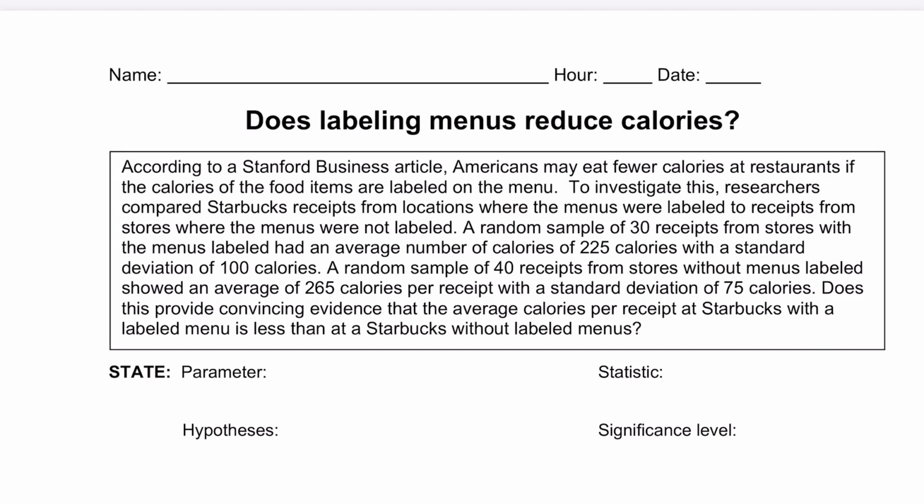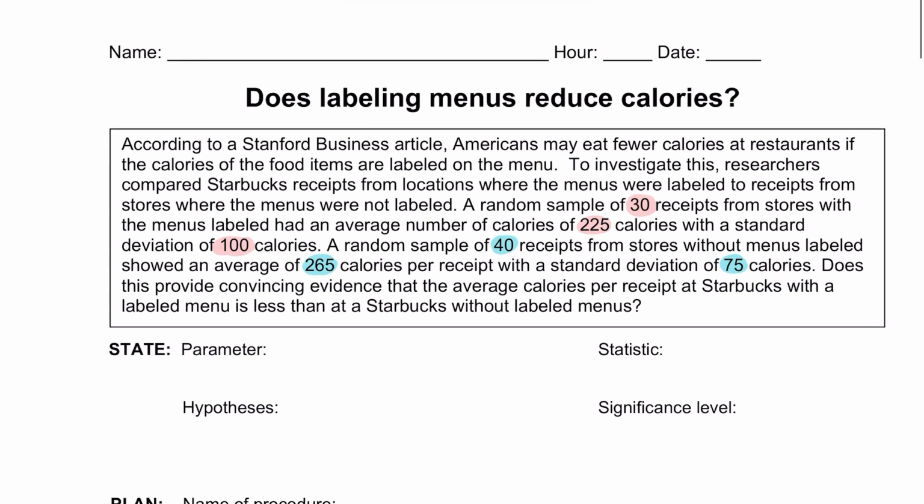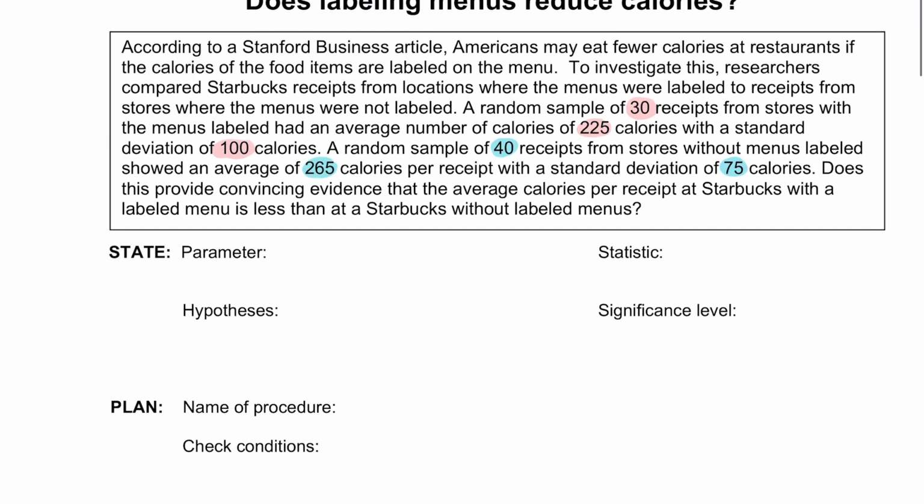A random sample of 30 participants, and I'm going to highlight that because that's a sample size. So 30 receipts from stores with the menus labeled had an average of 225 calories with a standard deviation of 100 calories. And then there's another sample of 40 receipts from stores without menus labeled that showed an average of 265 calories with a standard deviation of 75 calories. We were asked, does this provide convincing evidence that the average calories per receipt at a Starbucks with a labeled menu is less than that at a Starbucks without labeled menus?